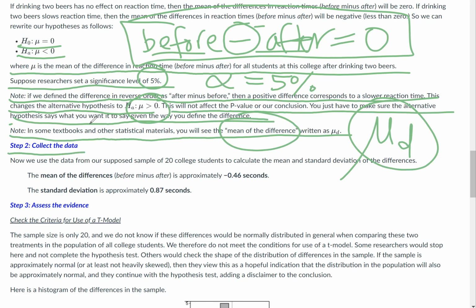Step 2, now that we've stated the hypotheses, we'll collect the data. Now we use the data from our supposed sample of 20 college students to calculate the mean and standard deviation of the differences. Again, there are formulas to calculate these, but in this class, we're not worried about it. We'll use Applets or StatCrunch or whatever it is to calculate the mean and the standard deviation.